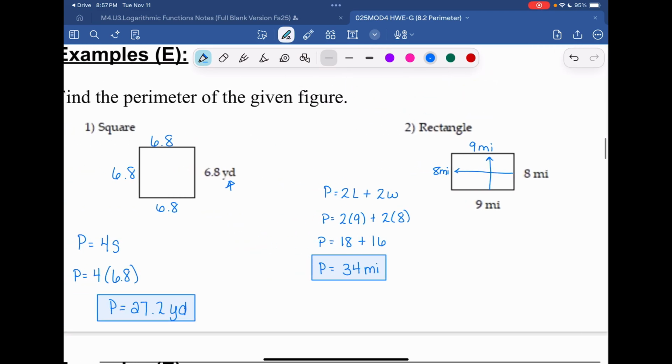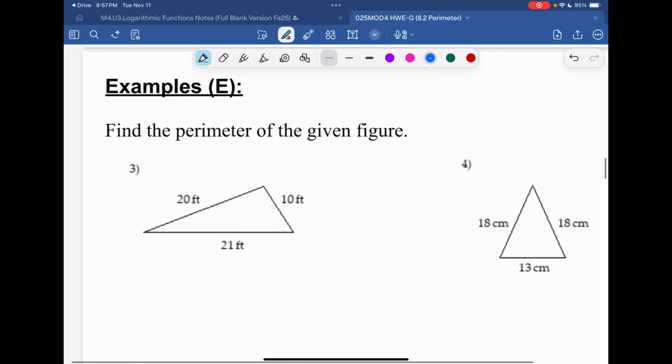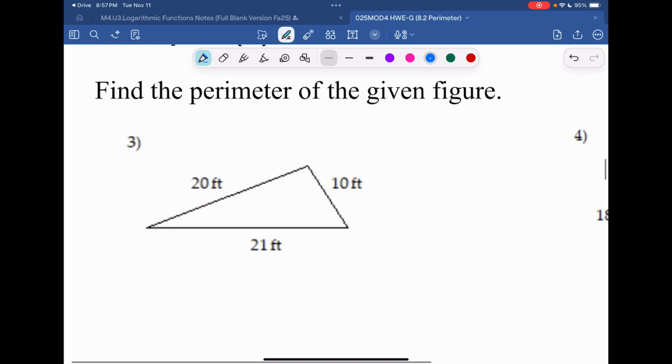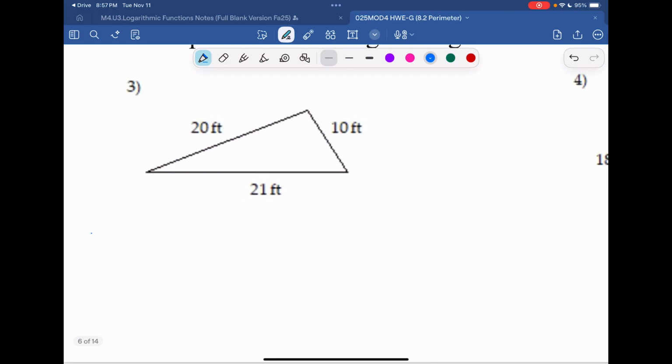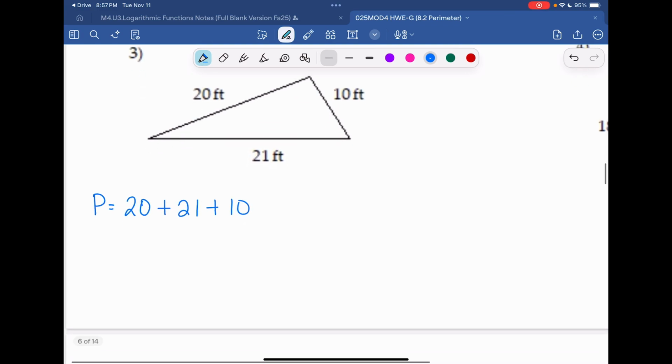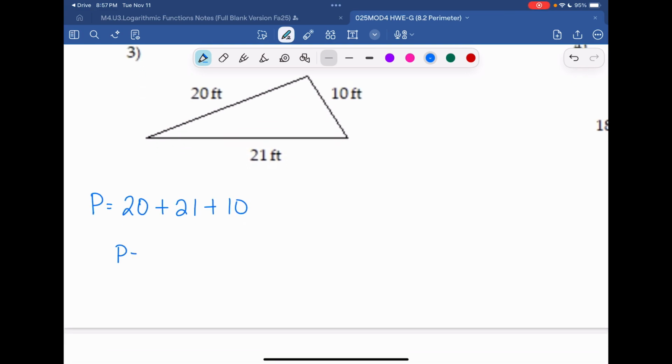Okay. Our next example is a triangle. Here we are just going to add up all three of the sides because we don't have a specific formula for this. So we're just going to take 20 plus 21 plus 10, and that's going to give us a perimeter of 51 feet. We're going to keep the units the same.